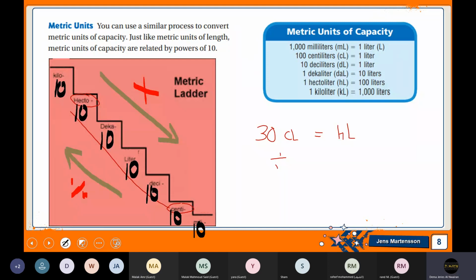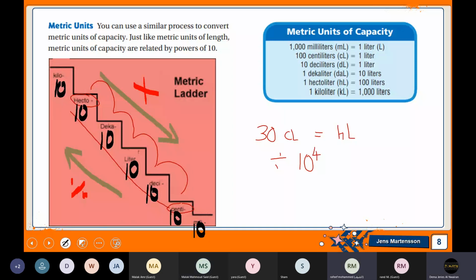Now, the second step, you ask yourself, when you are in centi, how many steps do I go to reach the hecto? 4. So you will divide by 10, and they must be powers of 10. Since I go 4 steps, I will divide by 10 to the power of 4. It will be 10,000.